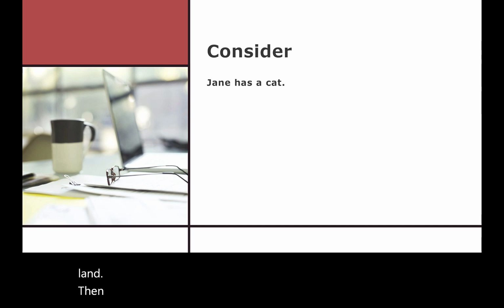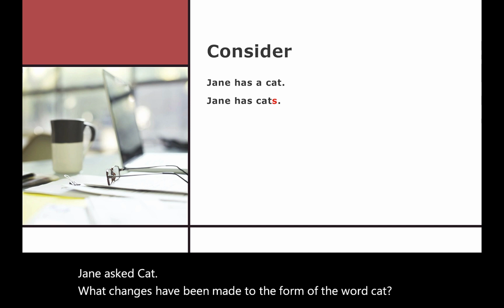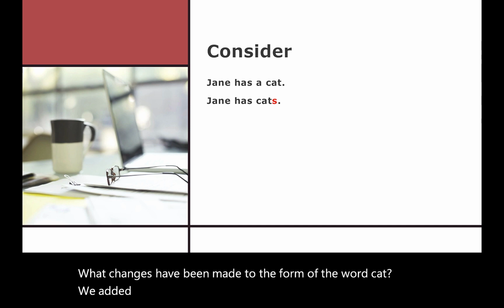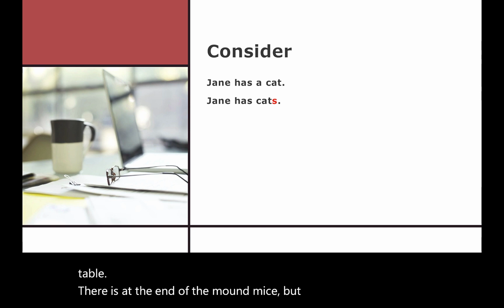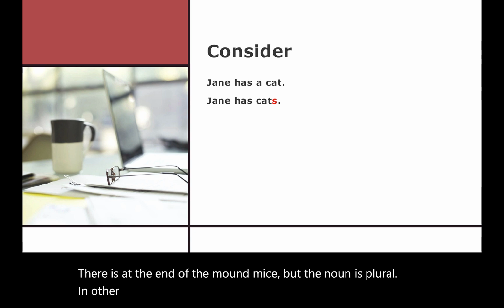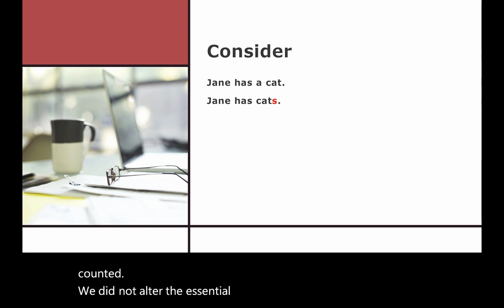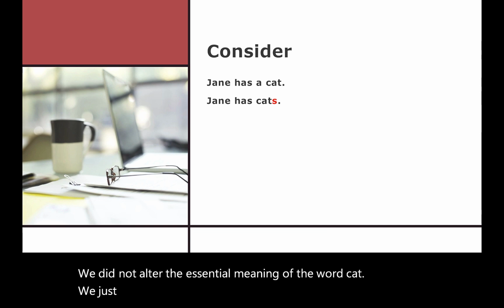Consider the following sentences. Jane has a cat, and Jane has cats. What changes have we made to the form of the word cat? We added "s" to it, thus indicating that Jane has more than one cat. The "s" at the end of a noun marks that the noun is plural. In other words, that it refers to more than one entity that can be counted. We did not alter the essential meaning of the word cat. We just signaled that there are more than one.